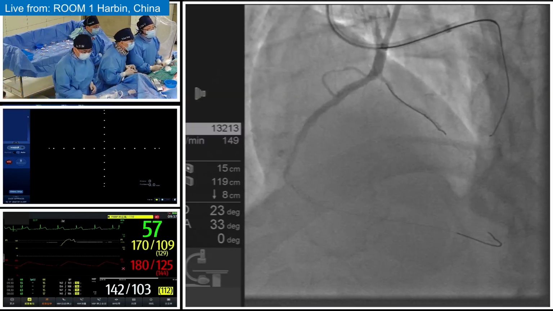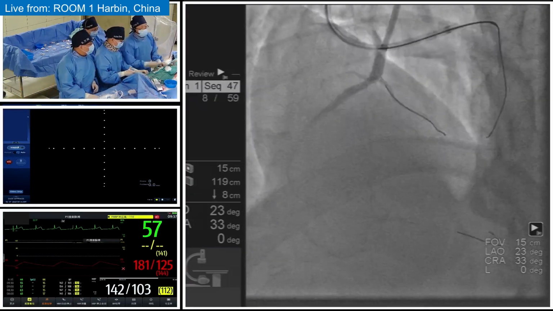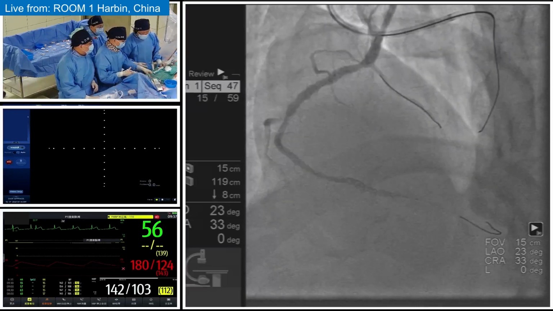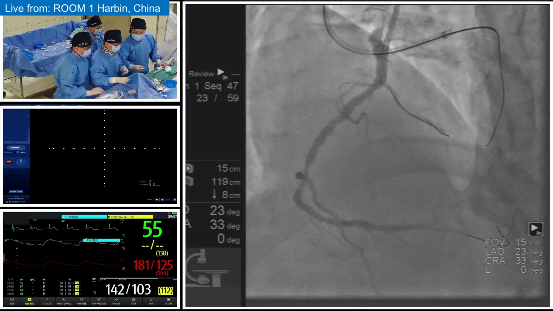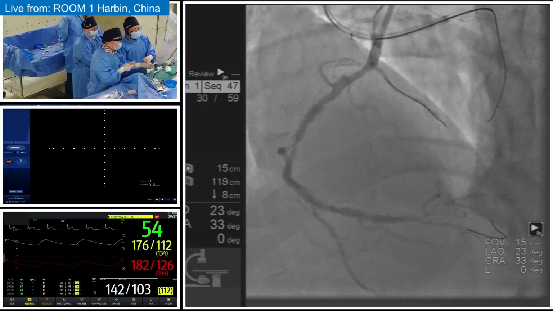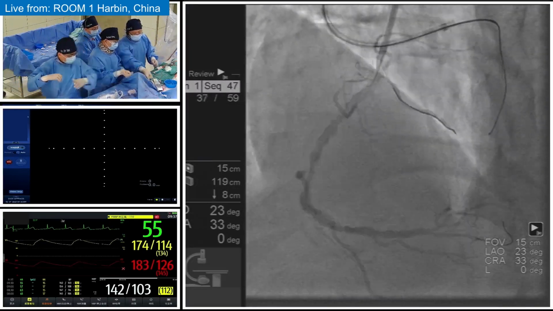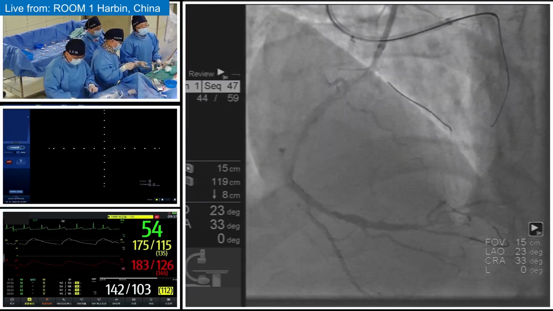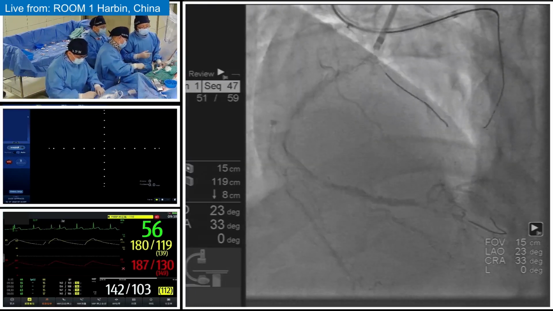So now we are switching to the RCA, and first we can see there is a relatively long diffuse plaque distribution along the RCA. Give me the two balloon, please. However, we need to pay attention to the distal bifurcation of the RCA. I think after some balloon, it could get better. Diffuse lesion in the RCA, but we could try.